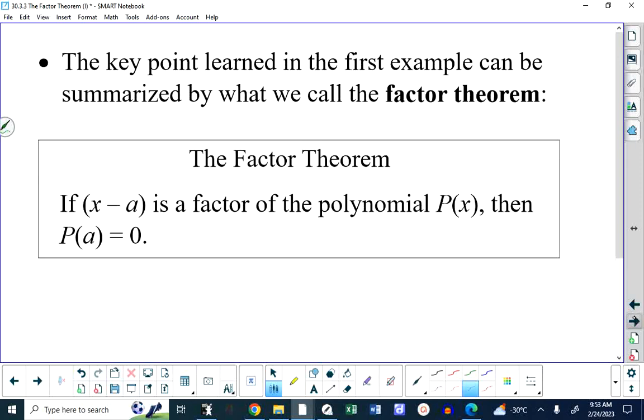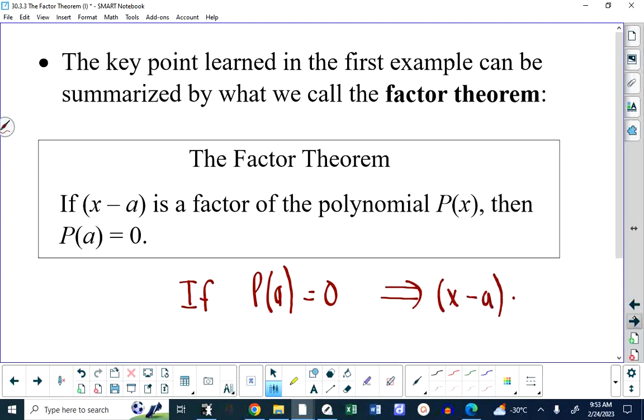All right, let's turn the page. This is the factor theorem. If x minus a is a factor of the polynomial, then p of a equals 0. What we do when we factor, though, is we turn that around and we say, if p of a equals 0, then x minus a is a factor.